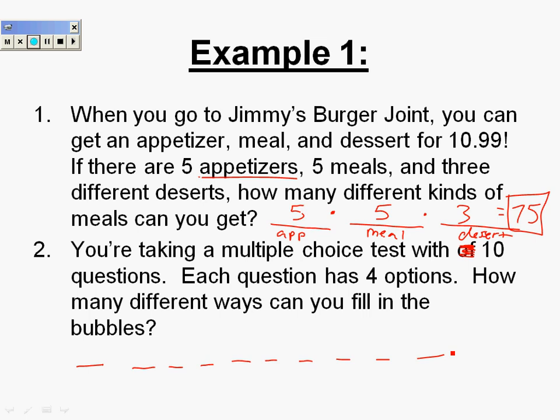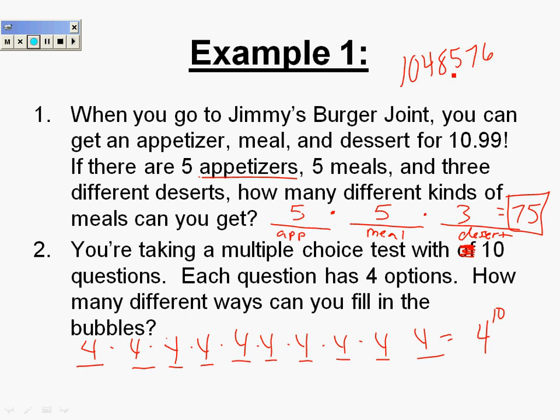Now, how many ways can I bubble in for the first question? 4. How about for the second one? 4. The third one? 4. 4th, 5th, 6th, 7th, 8th, 9th, 10th. Now, we're multiplying all those. In other words, 4 multiplied by itself 10 times, that's 4 to the 10th power. And that is not 40 either. I heard somebody shouting that out. It's a pretty big number, actually. 4 raised to the power of 10 is 1,048,576. So, like, on our benchmark test, is that something?